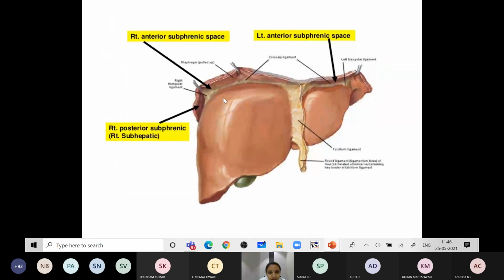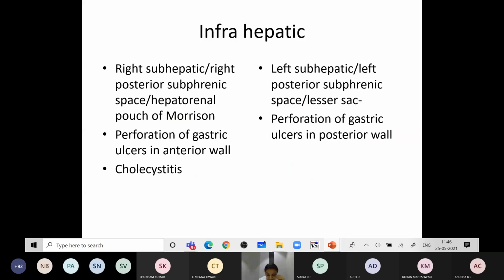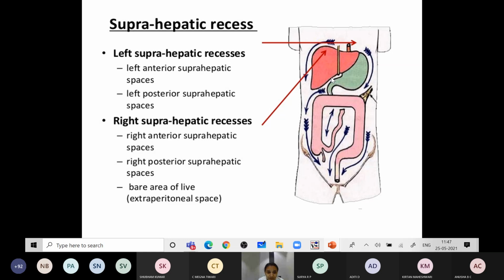Here we can see the right anterior suprahepatic recess, the left anterior suprahepatic recess. And we have the right posterior subphrenic space, and similarly behind this is the left posterior subphrenic space. Here we can see the anterior spaces, and behind that we can see the posterior spaces.